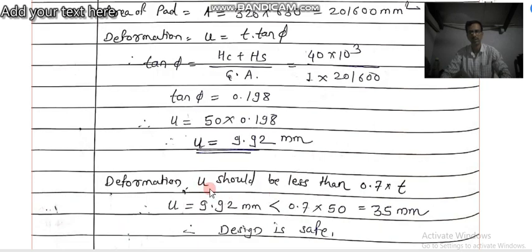So as per the design steps, U should be less than 0.7 times T. So U is 9.92 mm and 0.7 times T is 35 mm. So as U is lesser than 0.7 times T, design is safe.